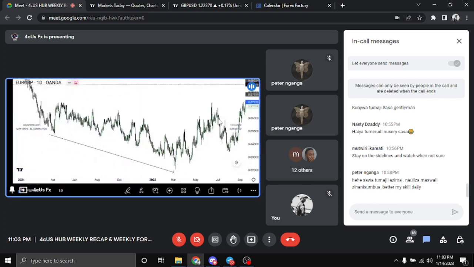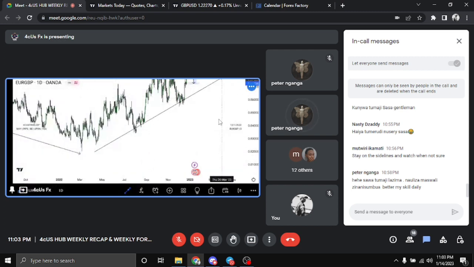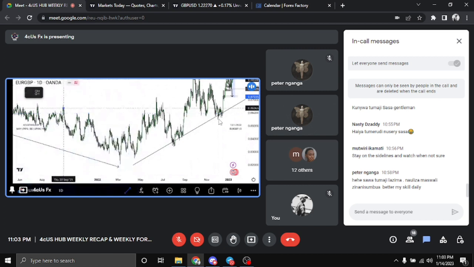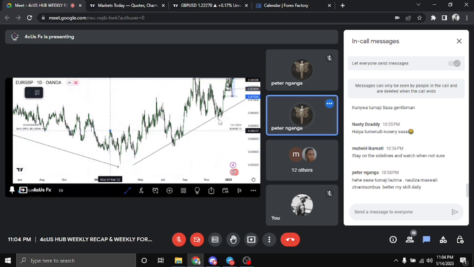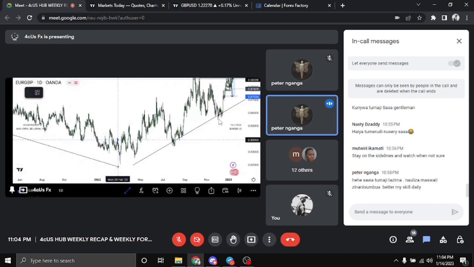About the market, the market is bearish. Then the market is bullish. Now, this is a lower high, this is a lower high. Then this is a lower high. Then there is this lower high that is here. Then this is our higher high. This is our higher high.